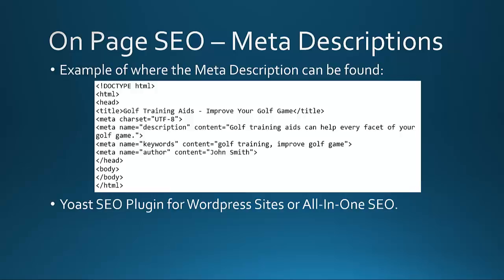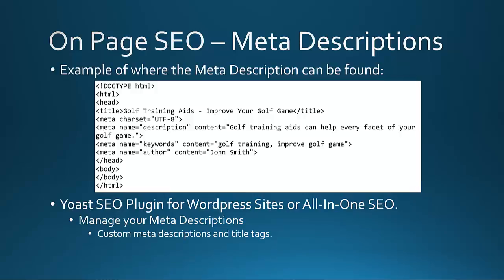The Yoast SEO plugin for WordPress sites, or All in One SEO. More people are going to Yoast. It tends to be a little better plugin to use. But those are also plugins where you could utilize meta descriptions. You can manage your meta descriptions this way, and it's a really powerful tool. Custom meta descriptions and title tags make it really easy with this tool for any particular page.